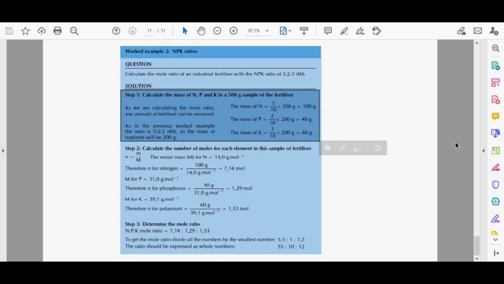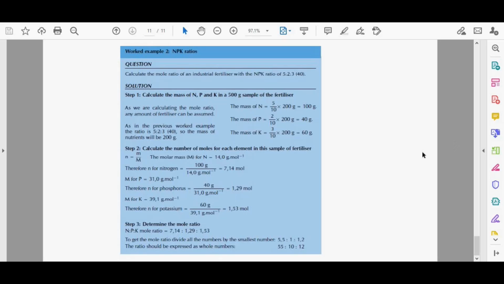So just to recap, we had a 500 gram sample, okay, and we calculated the mass of nitrogen, phosphorus, and potassium, and now they asked us to calculate the moles. All right, the mole ratio of the industrial fertilizer with nitrogen, phosphorus, and potassium. Great. So what do we do now? Now we've got the mass in grams of all of them. We need to calculate the number of moles for each element in the sample fertilizer.